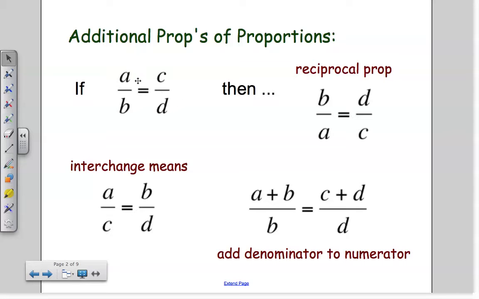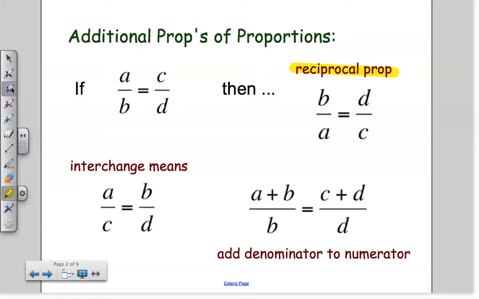We start with our generic: if A over B equals C over D, then actually all three of these are true. And these are written as three sort of different theorems in your book. We have three properties. First is called reciprocal property. Now you know that the word reciprocal means flip your fraction around. So if A over B equals C over D, then flip both fractions and do the reciprocal. Then B over A equals D over C.